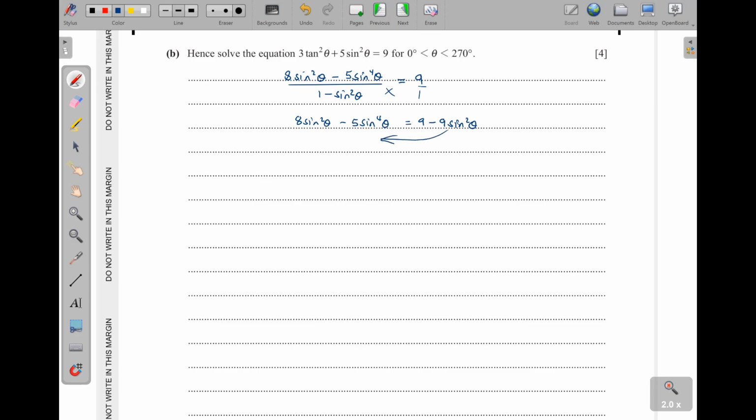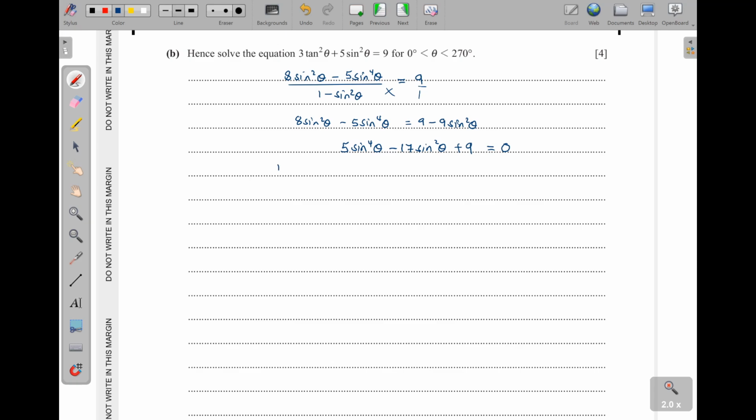So bring everything this side. In fact, I want to deal with the coefficient of sine power 4 theta as a positive, so take everything this side. So it will be plus 5 sine power 4 of theta, and then 8, when it crosses it, is a minus, so it will be a minus 17. Minus 9 minus 8, that is minus 17. Then sine squared theta, then plus this 9, which is equal to 0.